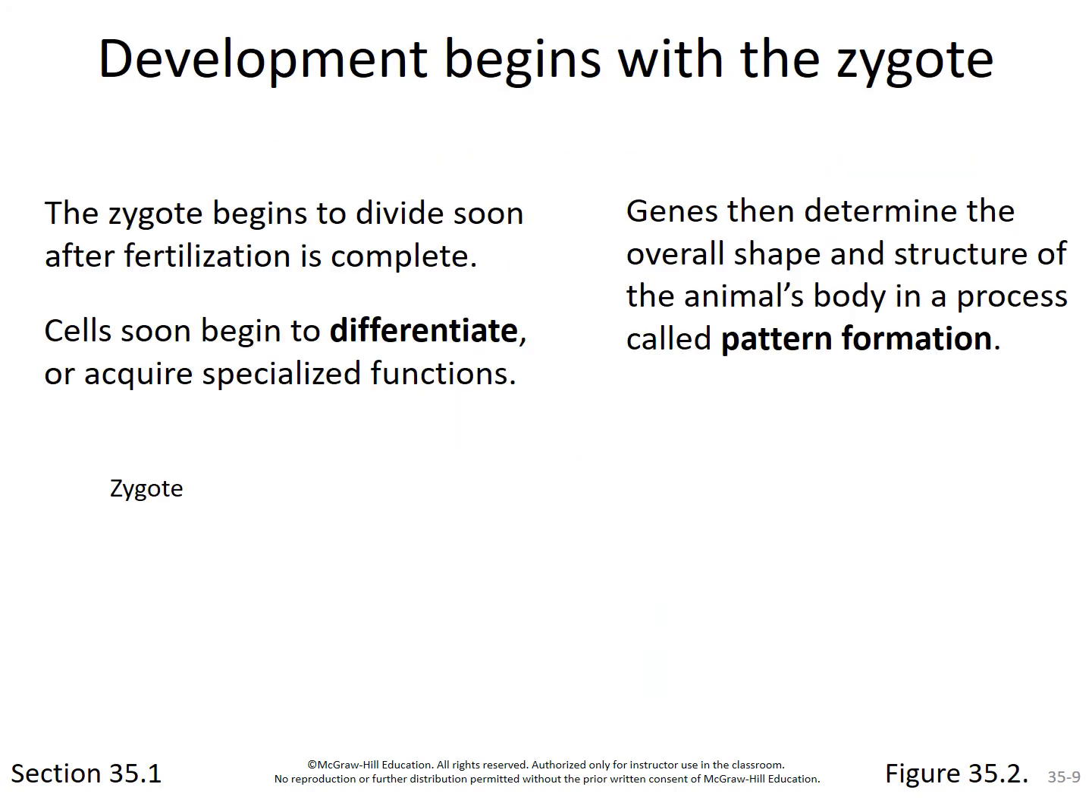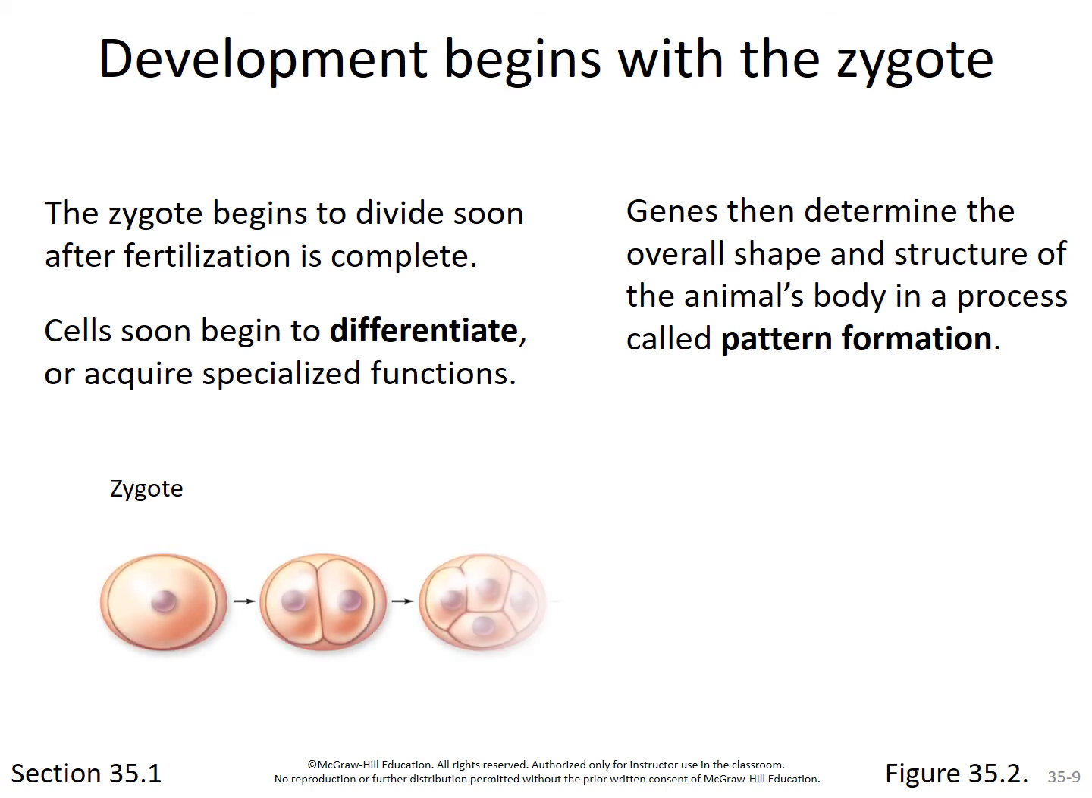So the zygote is going to begin to divide very soon after fertilization is complete. And part of the process of cell division or development is something that's called differentiation, where cells acquire specialized functions. And so as these cells begin to differ from one another, different genes will determine the overall shape and structure of the animal's body, and this process is called pattern formation.